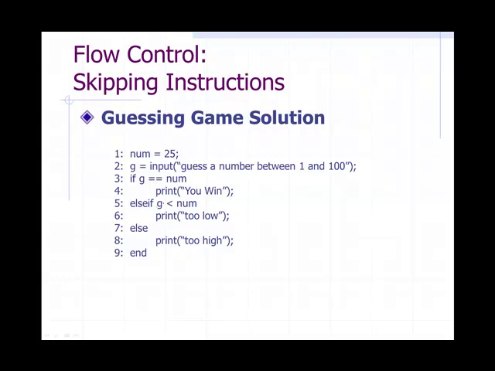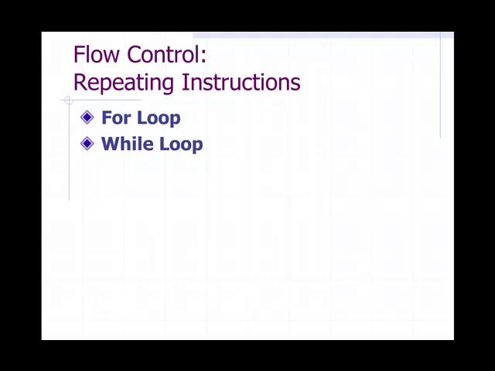Else if G is less than num, print too low, else print too high. So that's a simple guessing game. They're trying to guess the number 25. If they type in, say, 20, for example, 20 is not equal to 25, so it won't do that. 20 is less than num, which is 25, so it will print that, and it won't print that. If they guess 40, for example, this is not true, this is not true, but this is true, so it'll print too high.